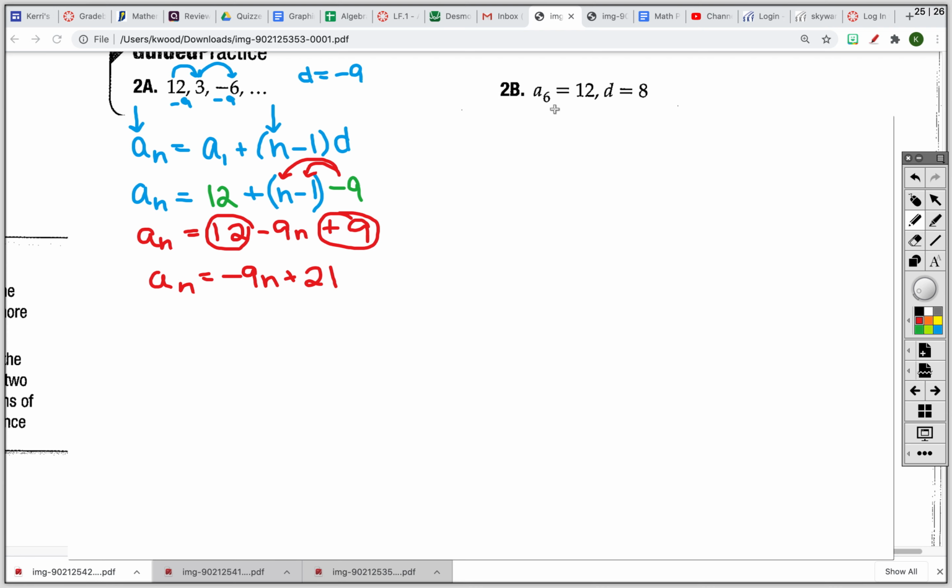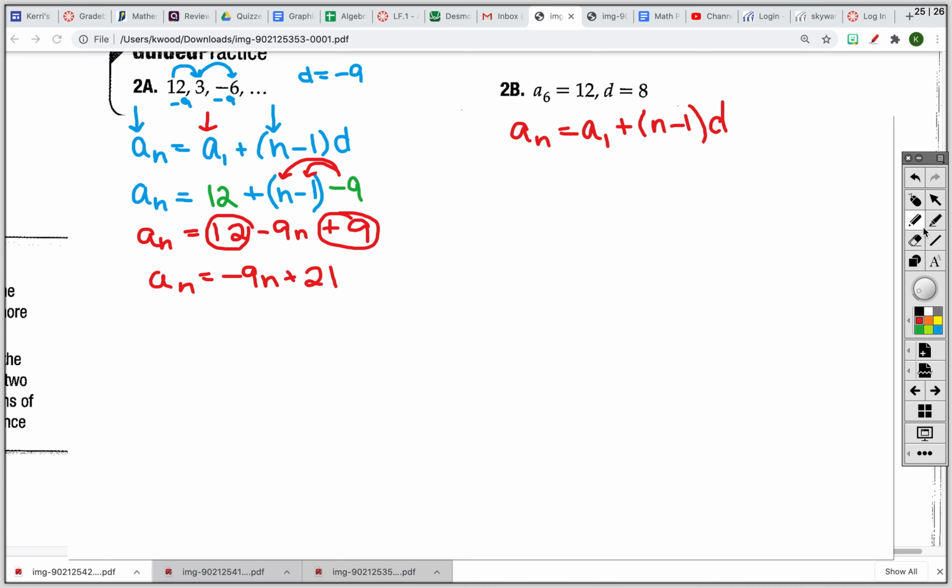Okay, so this one, it says a of 6. But I'm trying to find, I need to first find my a of 1. So this one is a two-stepper. Okay, so my a of n equals a of 1 plus n minus 1 times my d.